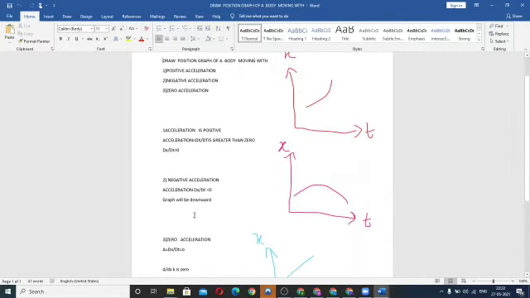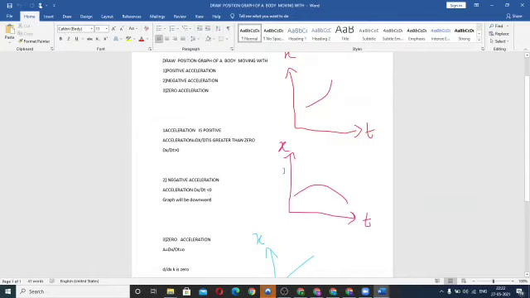The second one here is negative acceleration. Negative indicates that the velocity is getting affected. It will decrease. Negative means decrease, the opposite of positive. The graph will be downward, meaning dv by dt, the acceleration, will be less than 0. That we can understand from a line that we have been studying for years. The second graph here indicates a negative acceleration.